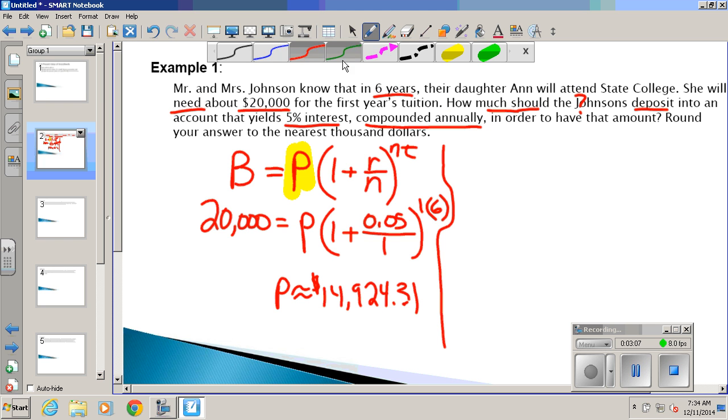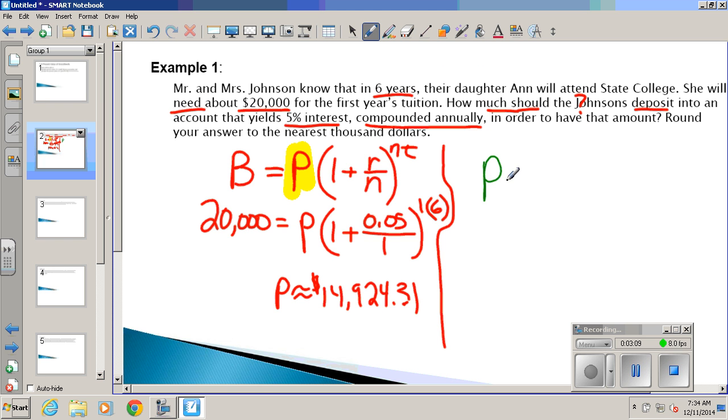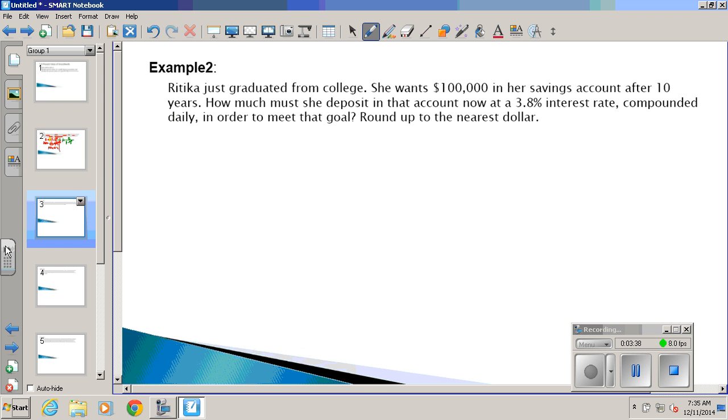This is a formula you're going to want to add to your notes. P, the principal, is equal to the balance that you want over 1 plus r over n to the nt. Basically what we did was we took this formula right here and solved it for P. So that way it makes the math a little easier. You don't have to move anything to the other side of the equation. Okay? So let's try example 2. Read through this and pause the video.